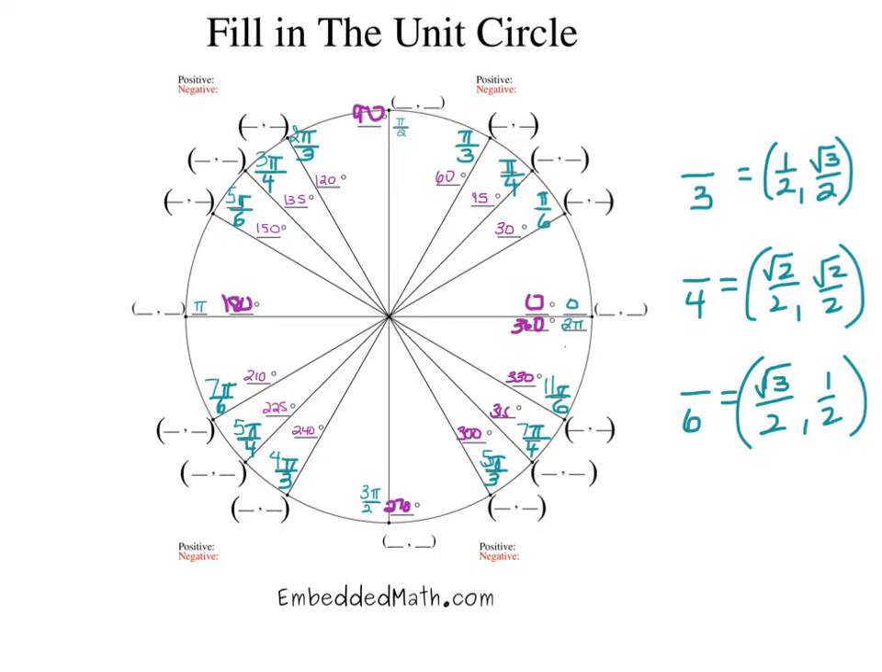Why that helps you: if I give you something like 73π/6, you should be able to tell me it's over 6, which means it's the bottom coordinates. Then all you have to do is figure out what quadrant that lies in to apply the signs, positive or negative.